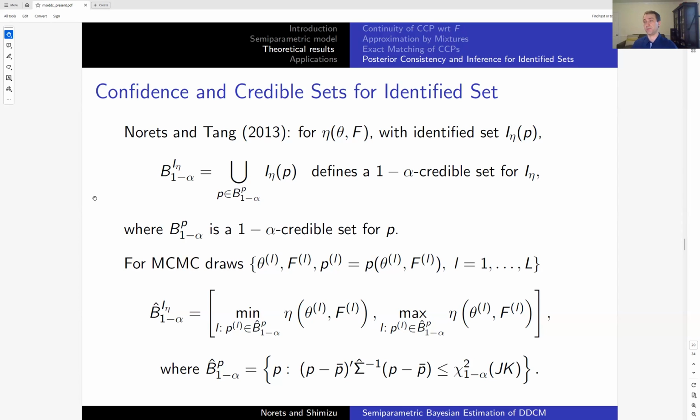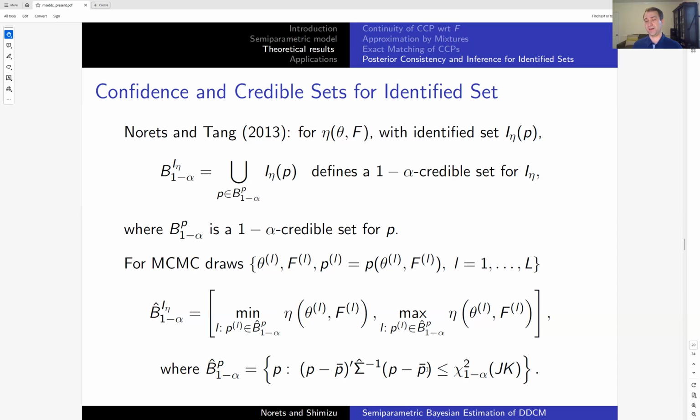And of course, if the Bernstein-von Mises theorem holds, then the set B 1 minus alpha for p will have coverage for p. Then this union of sets will have coverage for the true identified set just by construction. It's just the union, so it will cover. And when we get our MCMC, we will have draws of theta, f, and p. Then we're going to construct a standard credible set based on normal approximation.